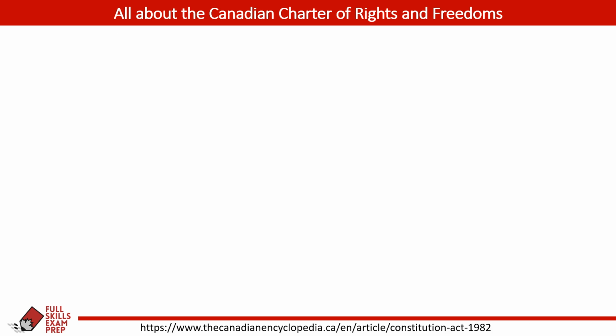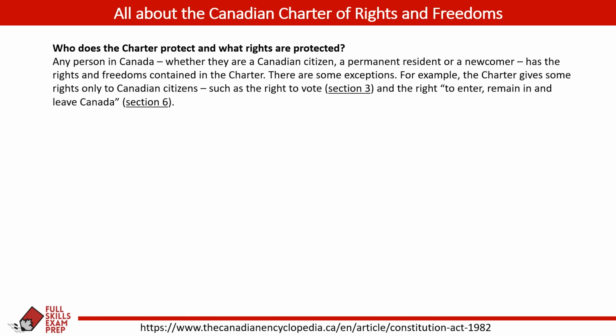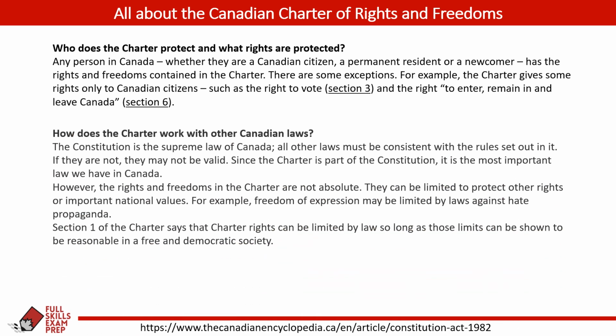Okay, so two big questions here to take a quick look at. Who does the Charter protect and what rights are protected? And of course, what's the relationship between the Charter and other Canadian laws? For the first one, the answer is pretty straightforward. It protects everybody. Everybody in Canada has the rights and freedoms afforded to them by the Canadian Charter, regardless of whether the person is a citizen or a PR or a TR or even, I guess, even illegally in Canada.